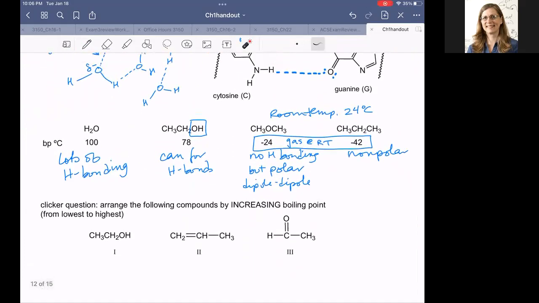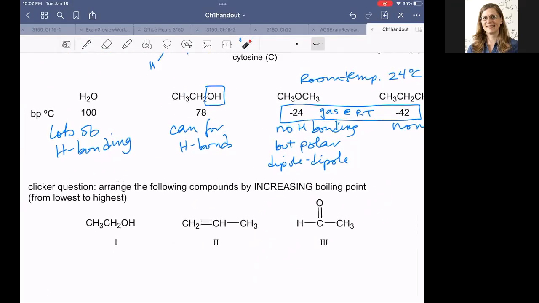Let's look at an example here. How about these three compounds? If you want to pause the video for a second, see if you can predict which one you think would have the lowest boiling point, which would have the highest boiling point. What do you think? Again, they're all roughly the same size molecule. We are going to talk about the effect of molecular weight on boiling point temperatures. They're roughly the same size, but what are some things you want to look for?